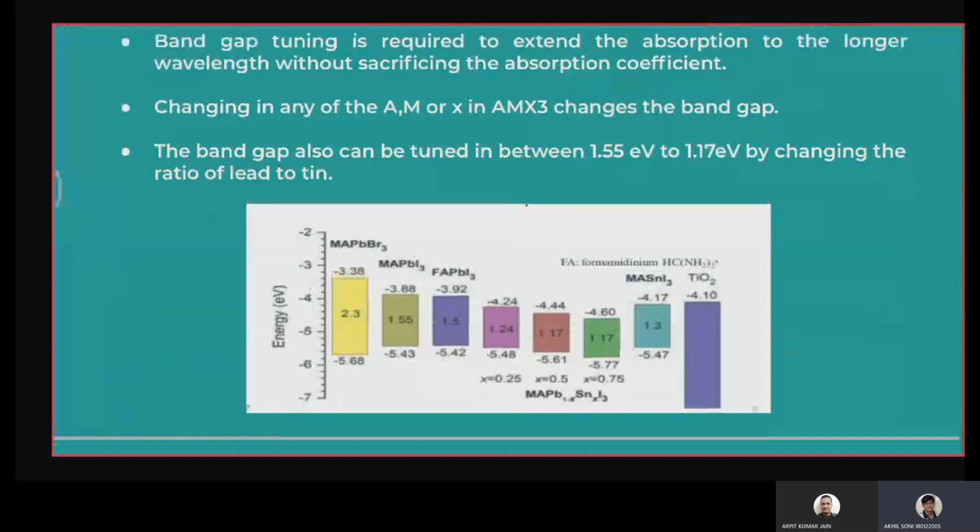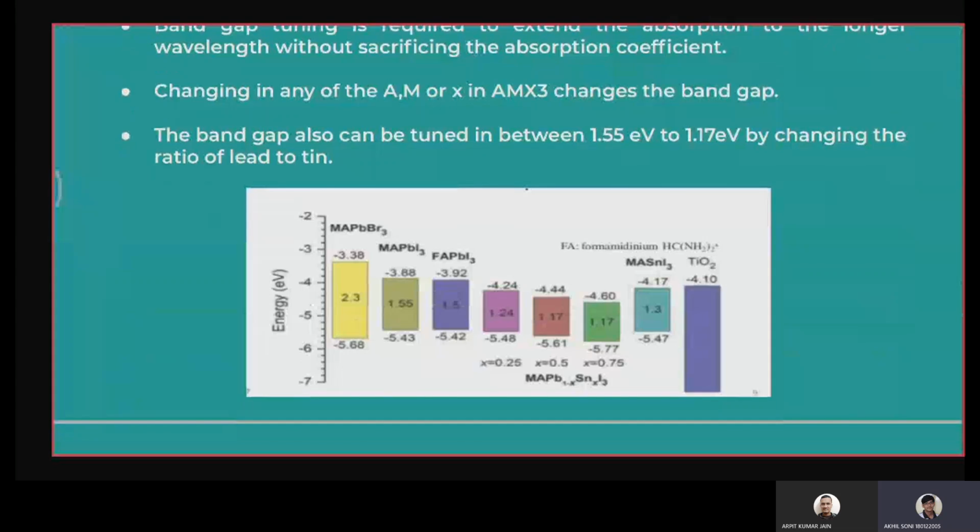Here, MAPb(1-x)SnxI3. For x equal to 0.25, the band gap is 1.24, and for x equal to 0.5, the band gap is 1.17. But here we can see that for x equal to 0.5 and x equal to 0.75, the band gap energy is the same, but the conduction band energy and valence band energy are different. So sometimes, to tune the valence band and conduction band energy with the HTL or ETL, we have to tune the materials by changing the ratios.